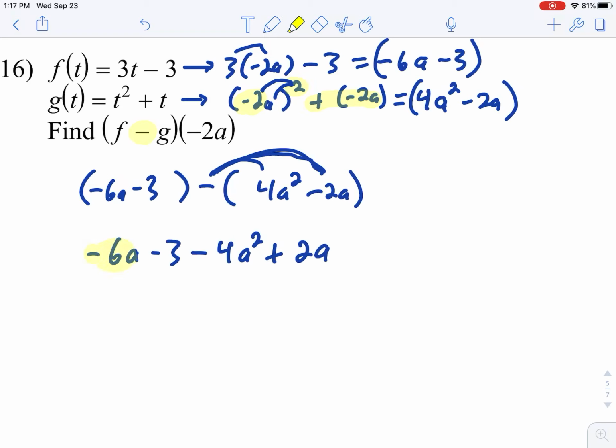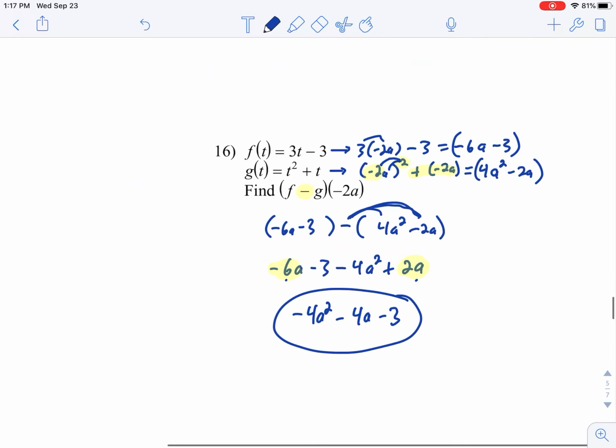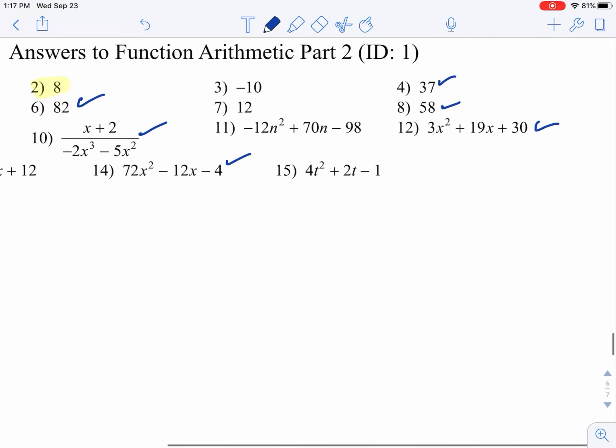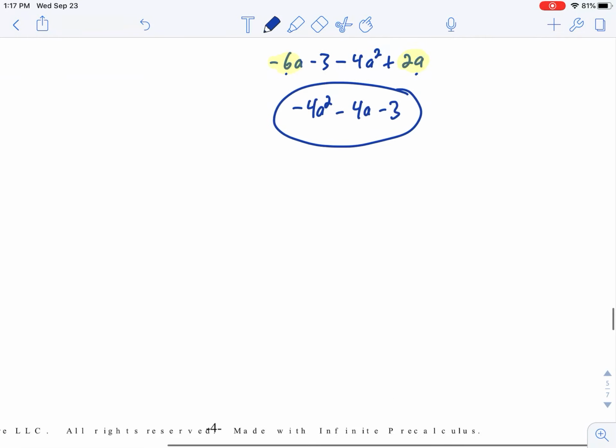Do I have any like terms? Yeah, I have a terms there. I'm going to start with a negative 4a squared. It's the highest power. Negative 6a plus 2a is negative 4a. And then bring down the minus 3. And that should be it. Let's look at number 16. Over here. Negative 4a squared minus 4a minus 3.